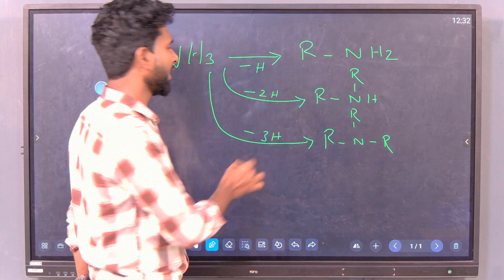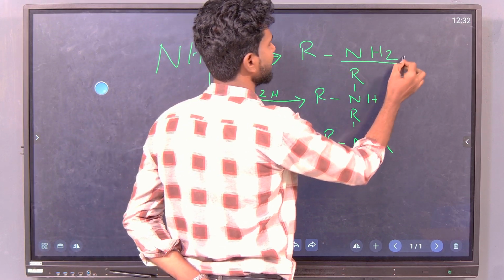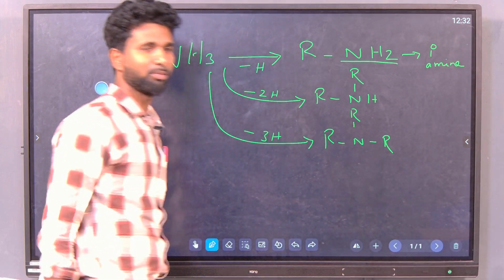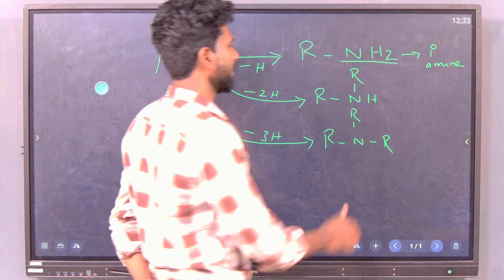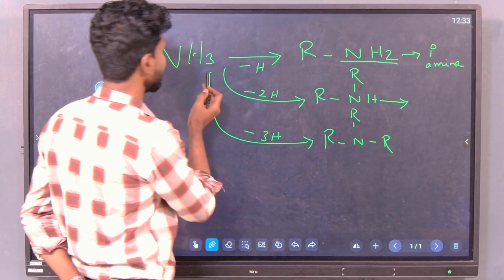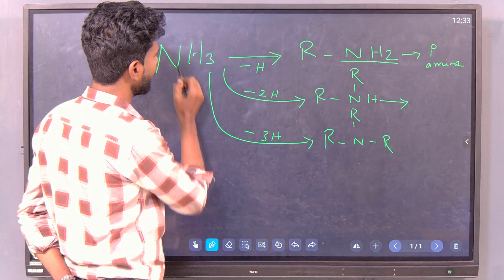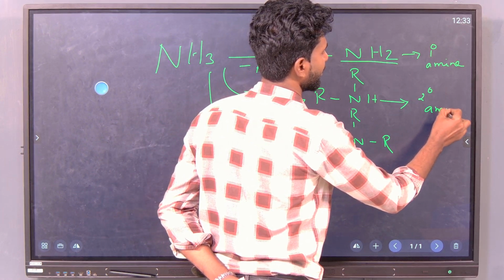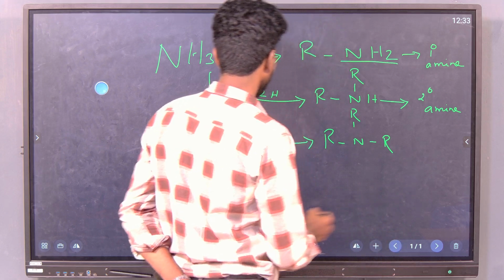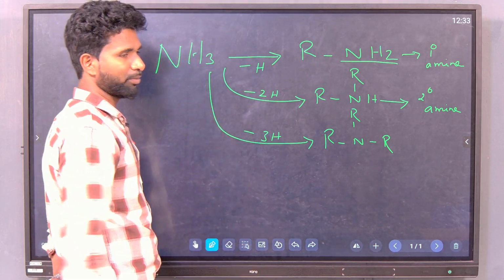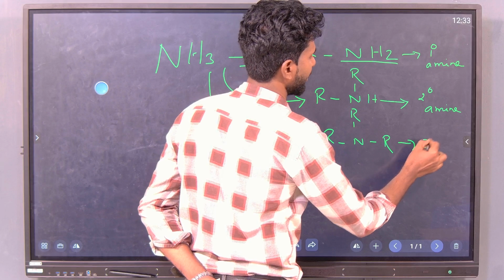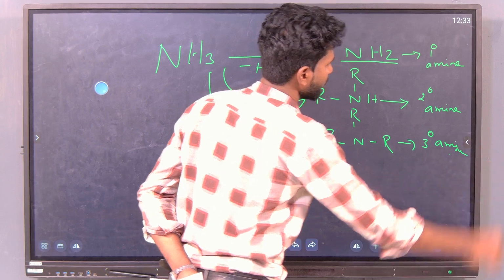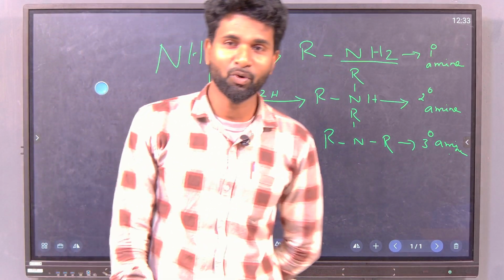If we replace one hydrogen from ammonia, we get RNH2, that is called a primary amine. Primary means usually we say 1 degree. Then if we replace two hydrogens from the ammonia molecule, that is called a secondary amine. Likewise, if all three hydrogens are replaced from ammonia, it is called a tertiary amine. One more type is also possible, that is the quaternary ammonium salt.